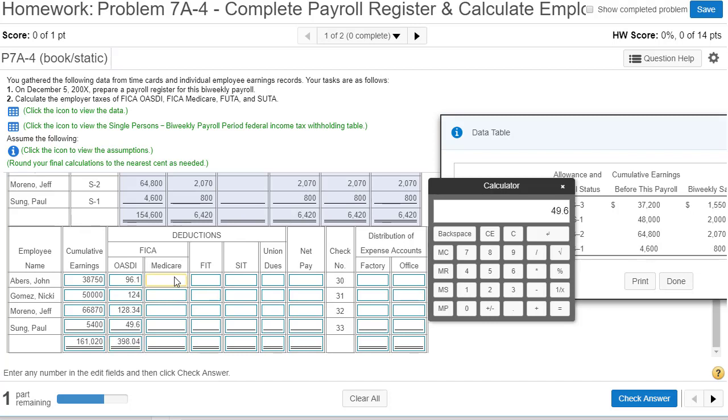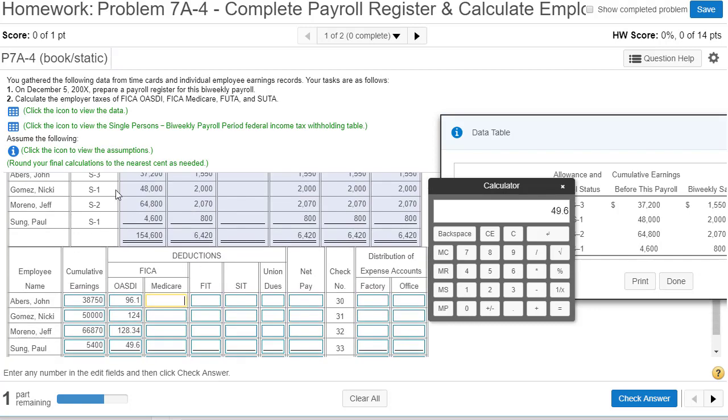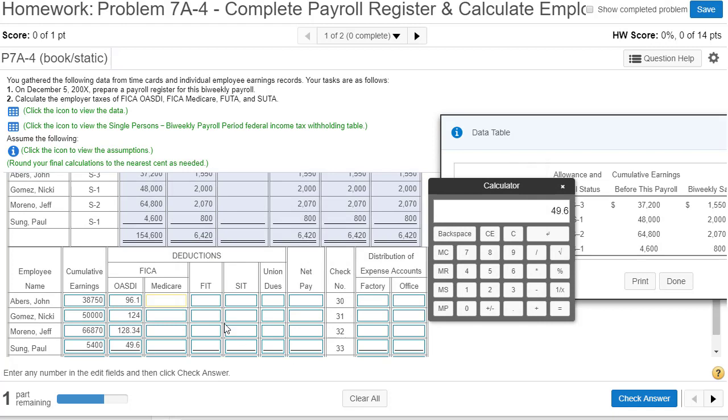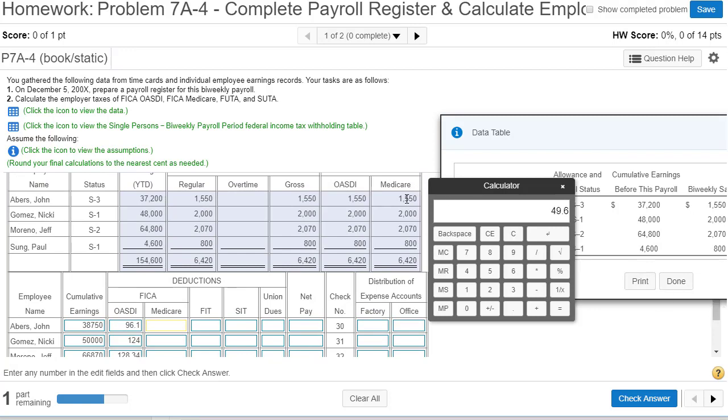Now with Medicare, we're going to take the gross, taxable gross for Medicare, which is all of it, and multiply it by 1.45%. And if you forgot that, again, it's in this box that tells you Medicare 1.45%. So for John, we're going to scroll up and get John's taxable Medicare, $1,550. Times 1.45%. Oh, I didn't clear it. So if you get a huge number that does not look realistic, it's probably because you're a dummy like me and you forget to clear.